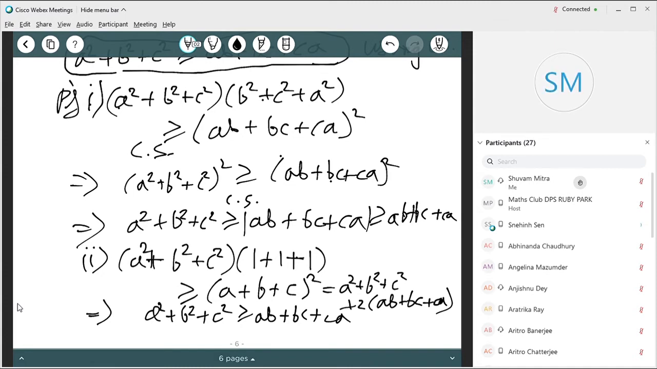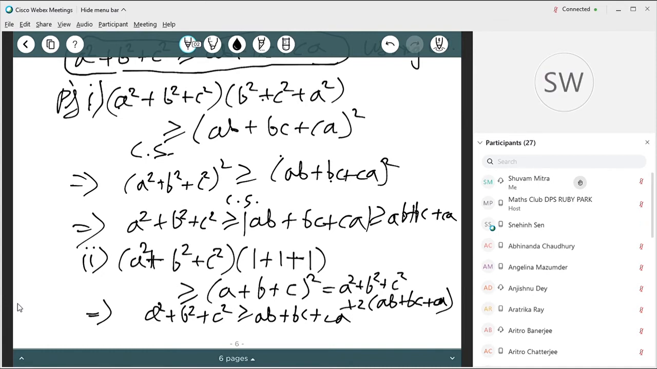Okay then. Now let's look at how the equality condition works using Cauchy-Schwartz. So in both cases, we'll look at the equality condition. Okay, so should I move on to the next page?